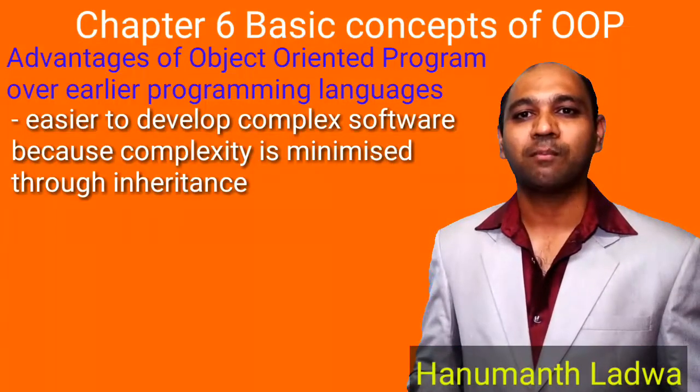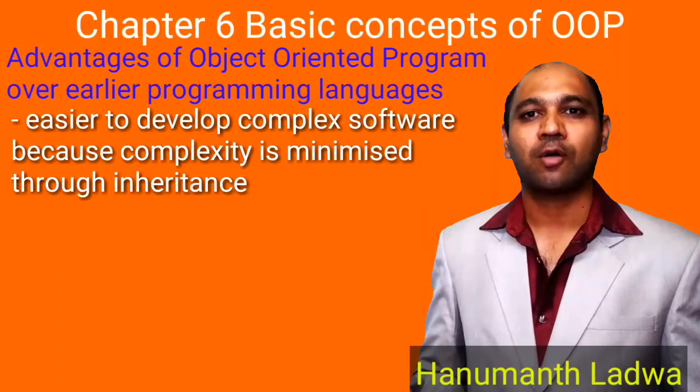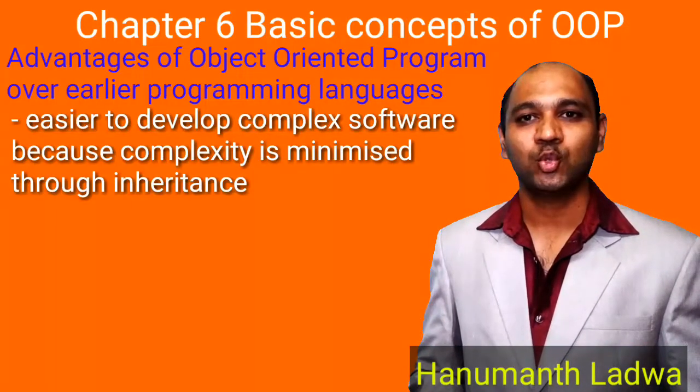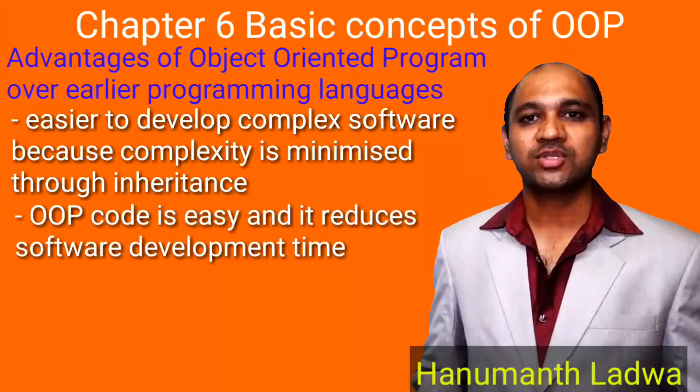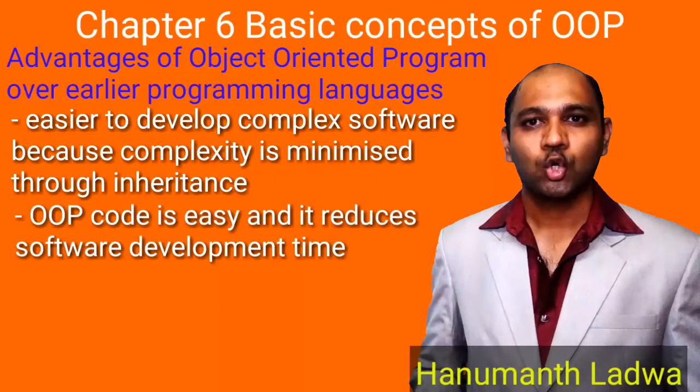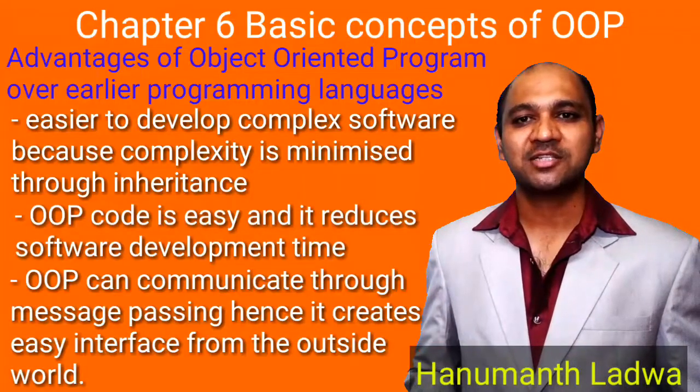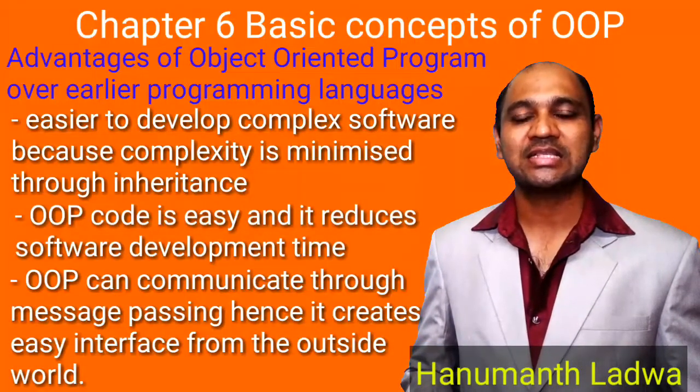It is easier to develop complex software because the complexity is minimized through inheritance. OOP code is easy and it reduces the software development time. OOP can communicate through message passing, hence it creates an easy interface with the outside world.